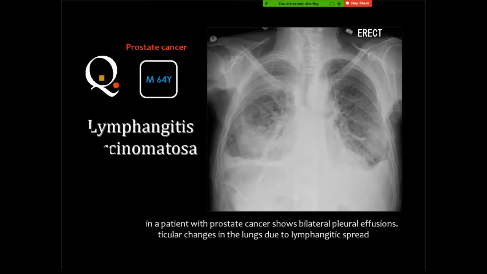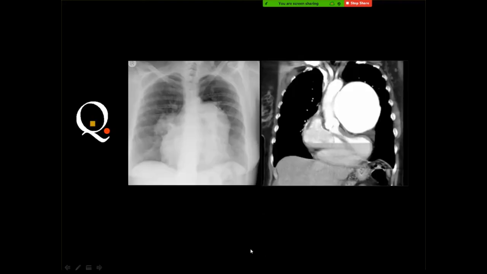Lymphangitis carcinomatosa. Interstitial opacities with a current history of cancer, then you consider lymphatic spread of this carcinoma and you diagnose lymphangitis carcinomatosa. Of course, it can be associated with pleural effusion, with metastatic lymphadenopathy, and also with pneumonic consolidations.